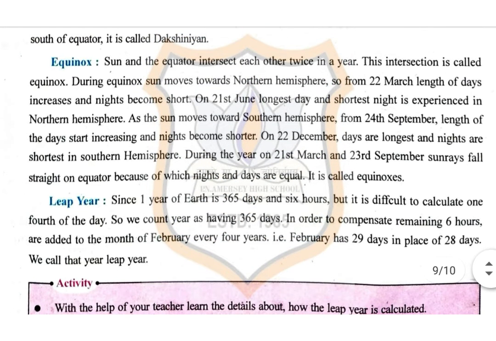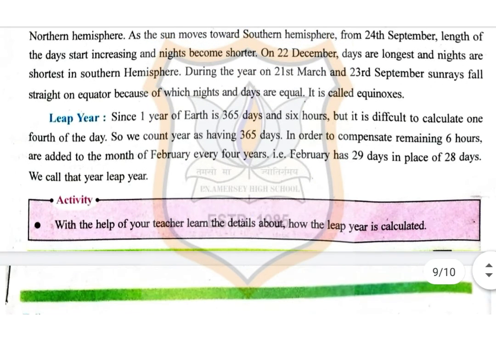On 22nd June, the longest day and shortest night is experienced in the northern hemisphere. As the sun moves towards the southern hemisphere, from 24th September, the length of the day starts increasing and night becomes shorter. On 22nd December, days are longest and nights are shortest in the southern hemisphere. During the year, on 21st March and 23rd September, sun rays fall straight on the equator, because of which nights and days are equal. It is called equinox.